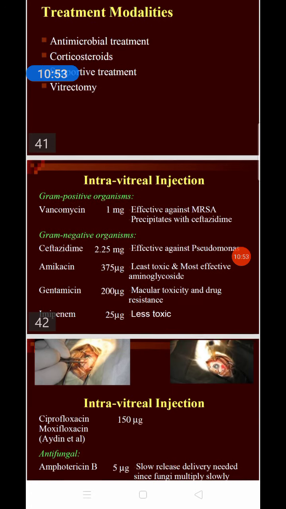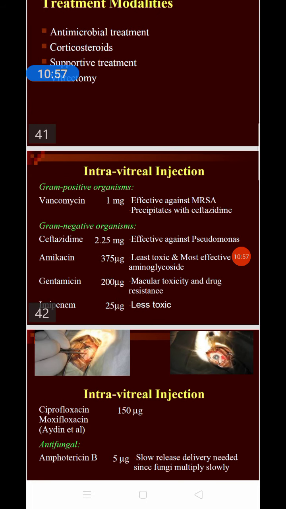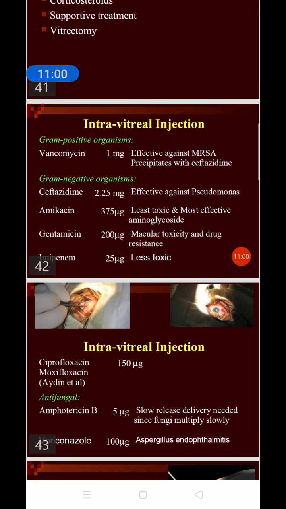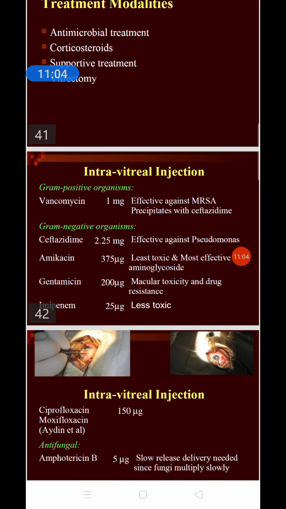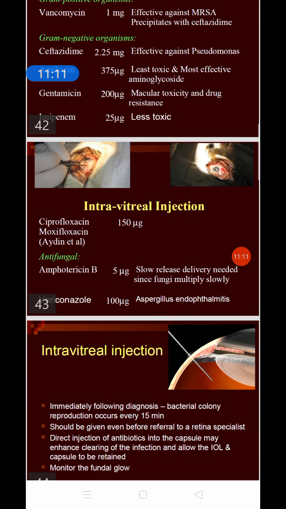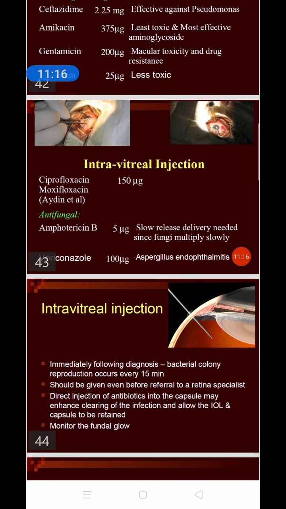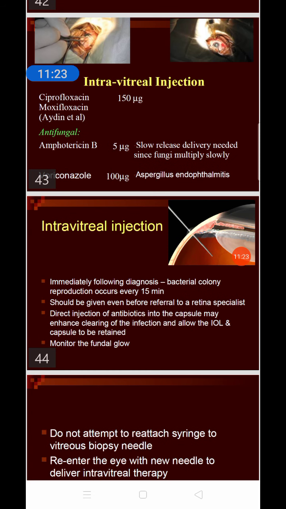Intravitreal injection: for gram-positive, usually vancomycin is used. For gram-negative, ceftazidime, amikacin, gentamicin, and imipenem are usually used. For fungal, intravitreal amphotericin B and voriconazole are most commonly used. Intravitreal injection should be given immediately following diagnosis.